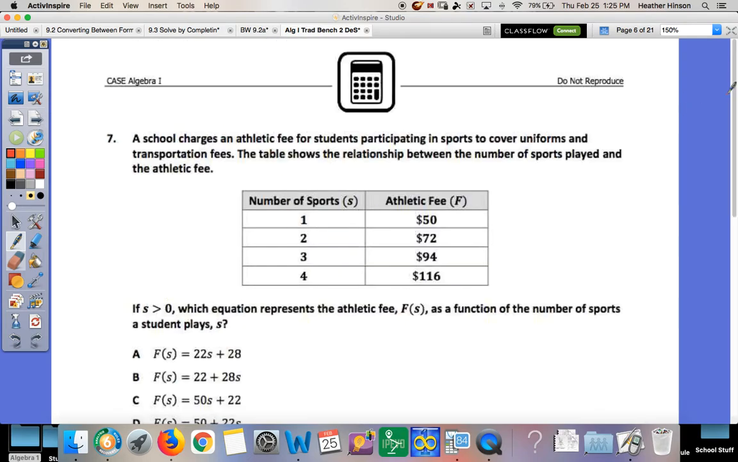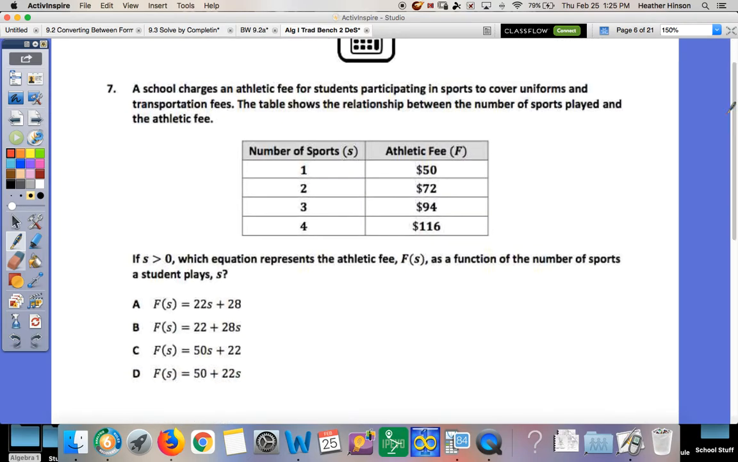Number 7. A school charges an athletic fee for students participating in sports to cover uniforms and transportation fees. The table shows the relationship between the number of sports played and the athletic fee. If S is greater than 0, so we can't have negatives, so your sports have to be positive, which equation represents the athletic fee, F of S, as a function of the number of sports that a student plays, S?